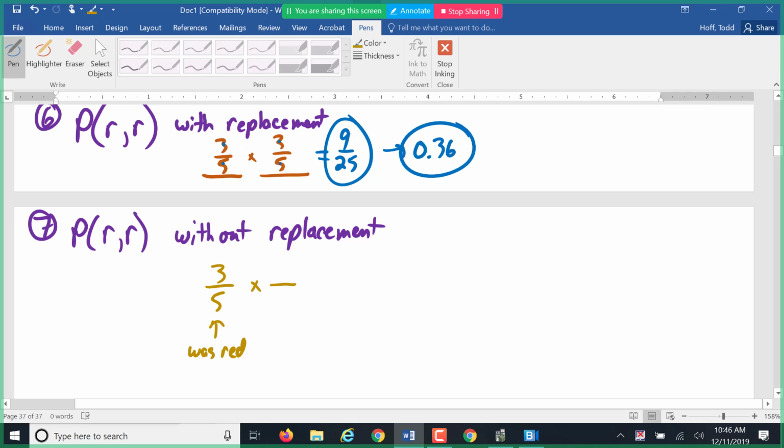So assuming the first one was red, when we draw the second marble, there's only 2 red marbles left out of 4 total. So 3 times 2 is 6, 5 times 4 is 20. That is 6 out of 20, or 0.3 is that probability. 0.30 if we want to compare them. Notice that probability is significantly less than if we were using replacement.